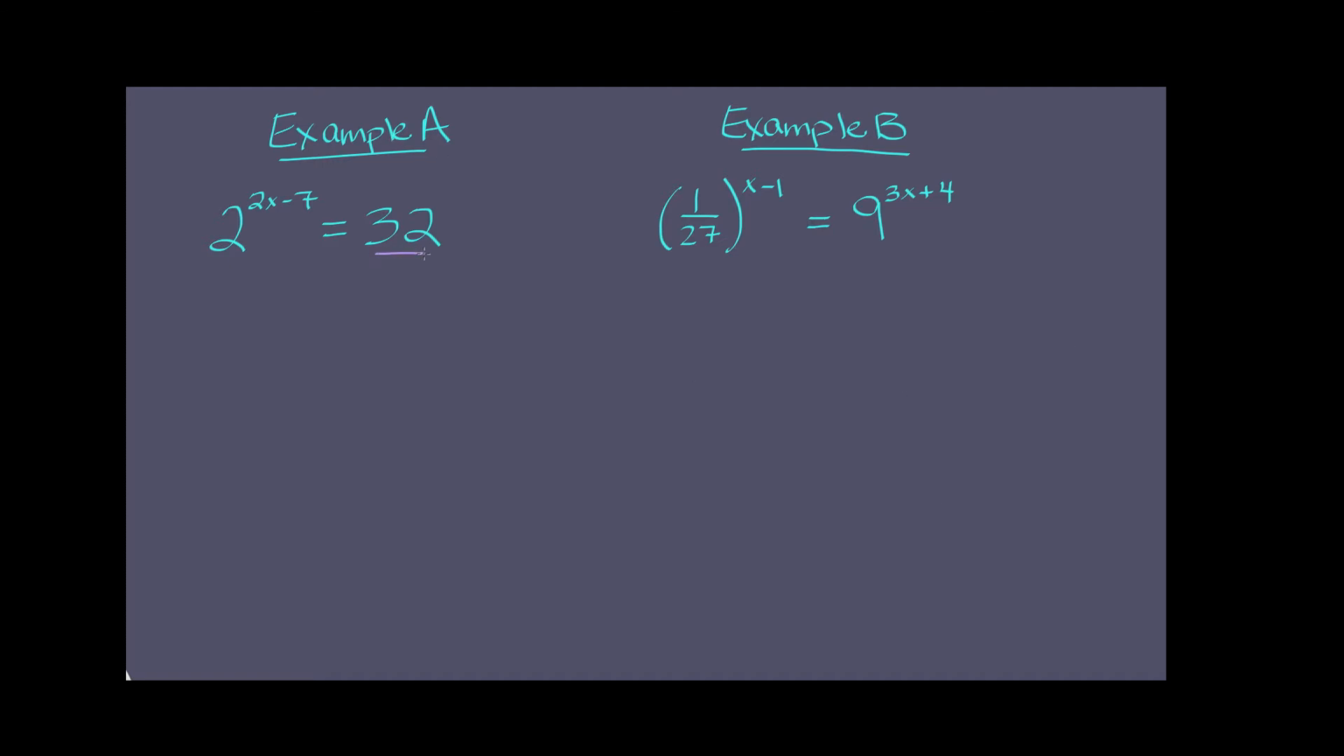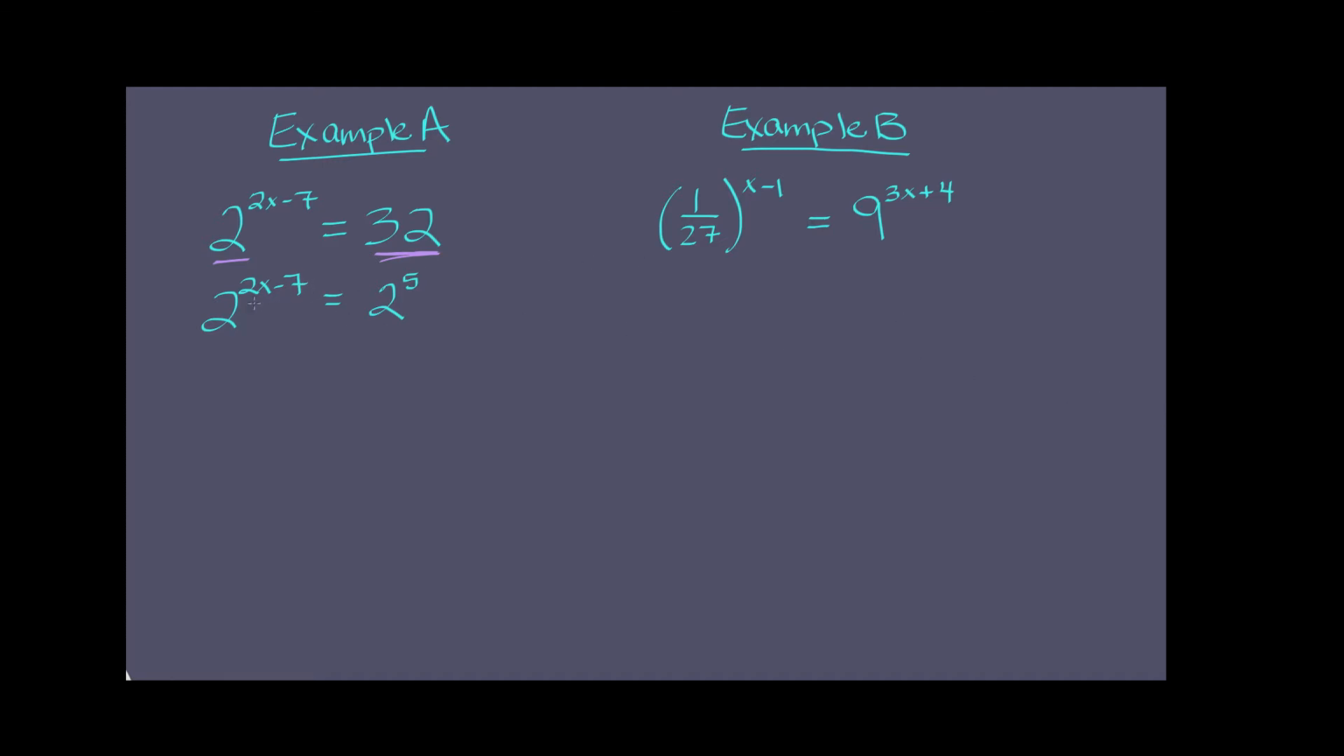So we can take a look at example A here, and hopefully we can notice that this 32 can be rewritten as a power of 2, right? Because we've got 2 to the 2x minus 7. So we can rewrite 32 as 2 to the 5th power and just substitute 2 to the 5th for 32. So we have 2 to the 2x minus 7 equals 2 to the 5th.